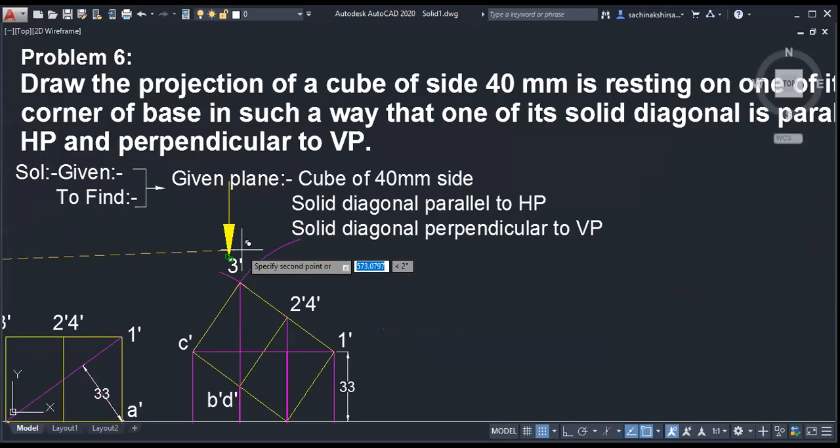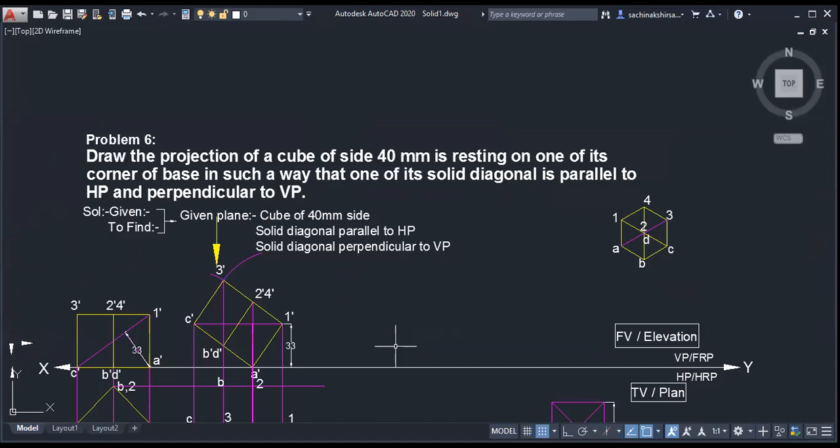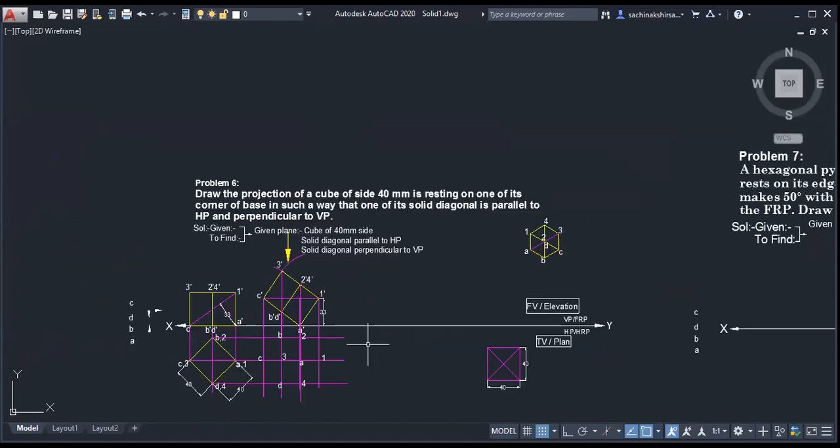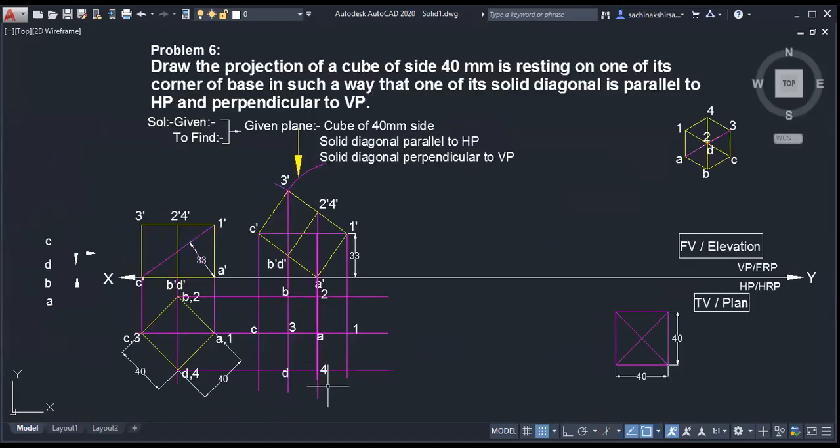Where is it? Here. Observation direction is this. So the observer is observing from the top. So which point is most away from the observer? A dash. Whatever edges will pass through A dash, they will be dotted or dark. How many edges are passing through point A?